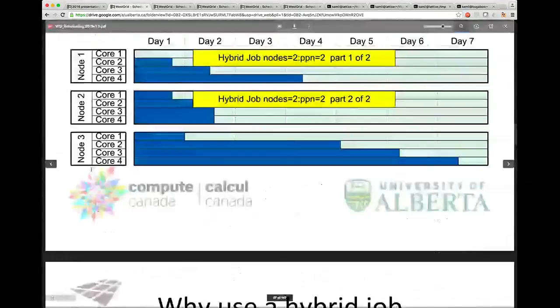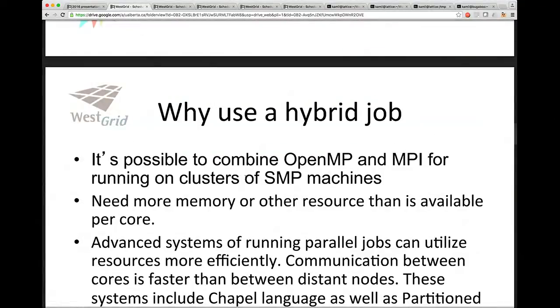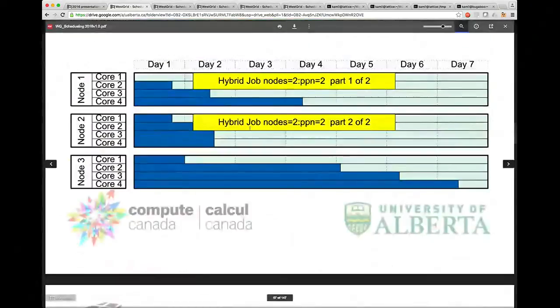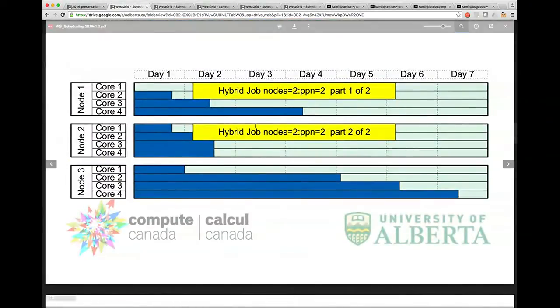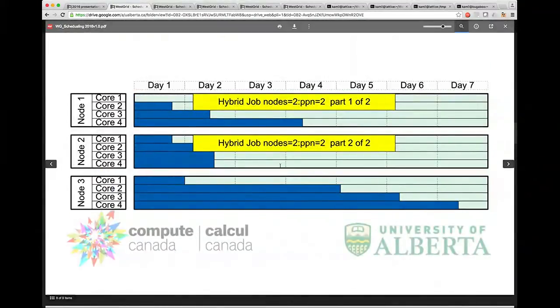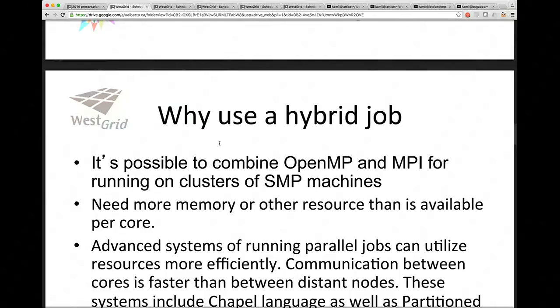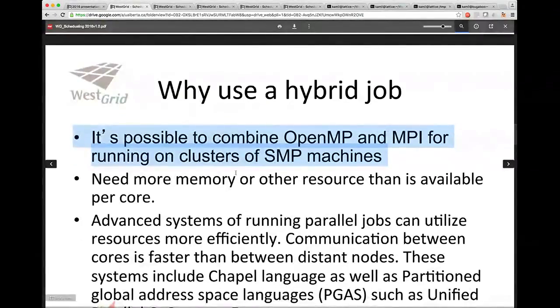Okay, so going back to why use a hybrid job. One idea of using a hybrid job, or at least this type of request, is that you get faster communication between processors on the same node than between processors across the cluster. Also, it's possible to combine OpenMP and MPI for running on large clusters of SMP machines. You also may need more memory or other resources than are available per core.